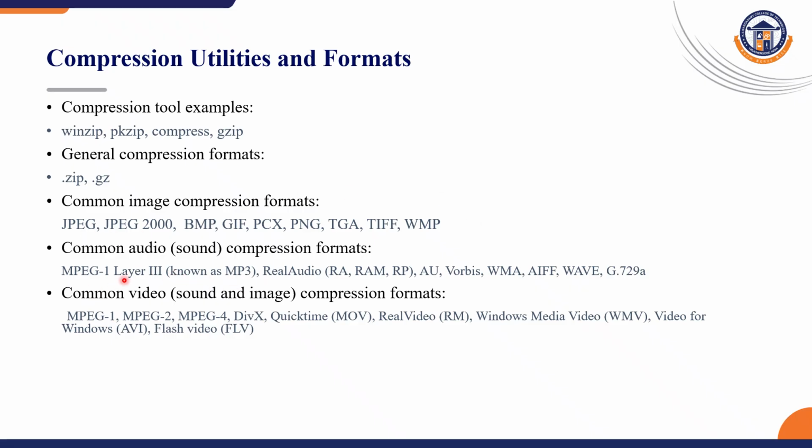Audio compression is generally known as MPEG, Real Audio, AIFF, WAV and like that. Then common video formats involve both sound and image compression: DivX formats, MPEG formats, Windows Media Video, AVI format, FLV format, that is Flash Video. These are some of the compression formats we are using for folder compression, image compression, video compression, and so on.